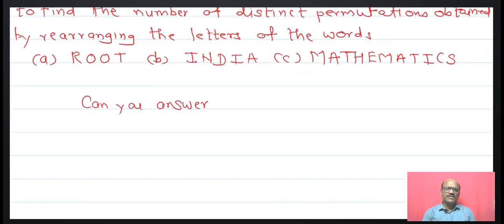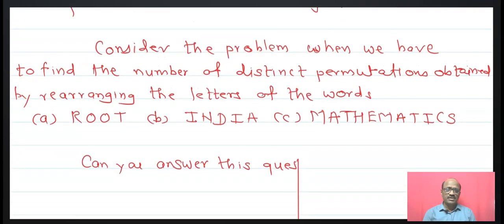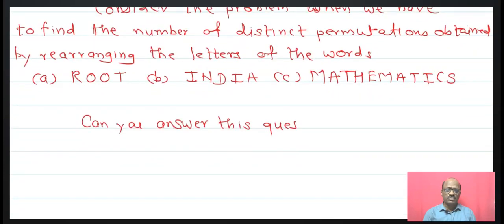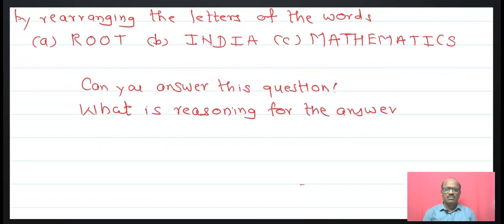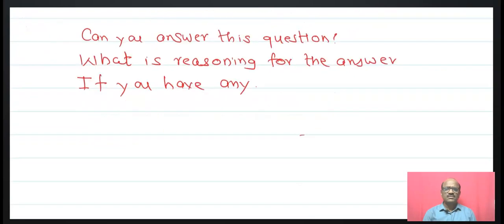Now in the previous exercise we have seen words in which the letters were not repeated, but here the letters are repeated. In root, O is repeated; in India, I is repeated; in mathematics, A is repeated, T is repeated, M is repeated. Now can we answer the questions? What is the reasoning for the answer, if you have any?